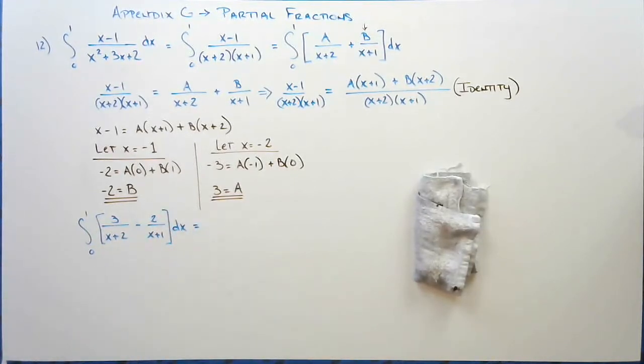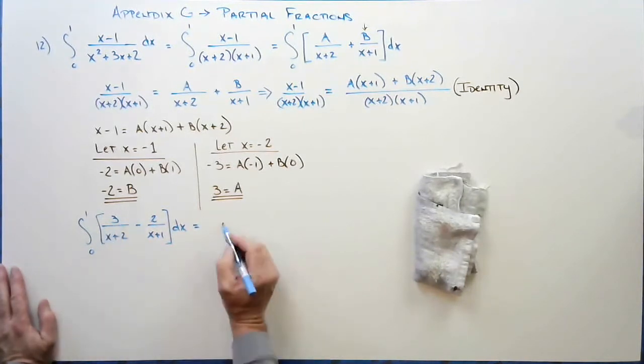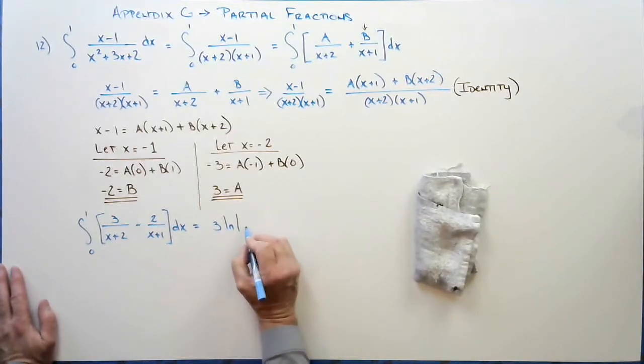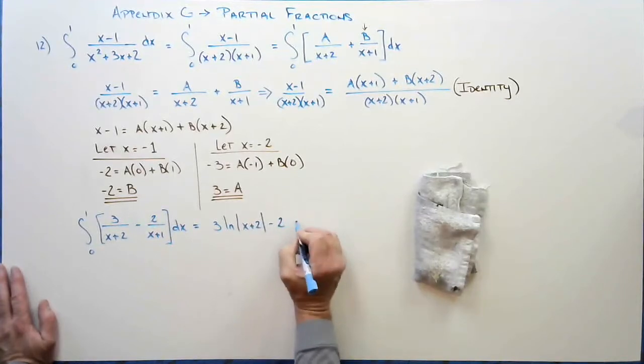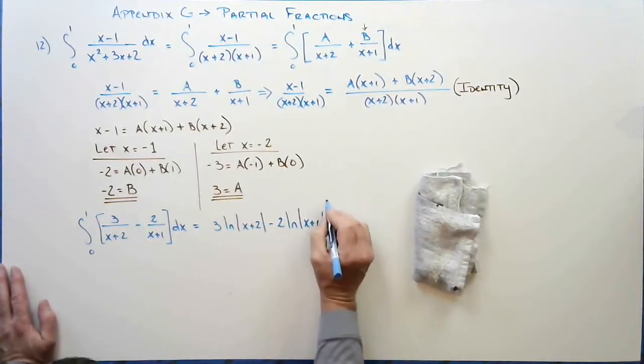And these integrals are the u substitutions of the natural log. Here we would let u be x plus 2. Here we would let u be x plus 1. I'm not going to go through those steps. You can work them out in detail on your paper. So we would end up with 3 times the natural log of x plus 2 minus 2 times the natural log of x plus 1.